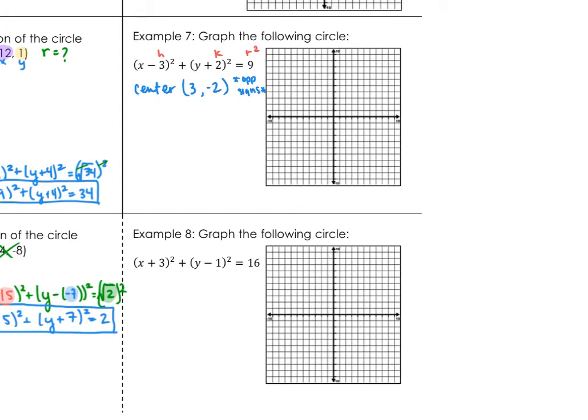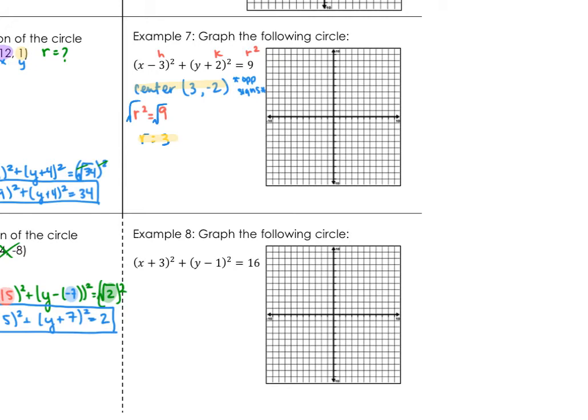Okay, to get my radius, we know that r squared is 9 because whatever's over here is r squared. So to get the radius, we're just going to square root this. So we get r is equal to 3. So now I have my center and I have my radius. Now I can go ahead and graph this.